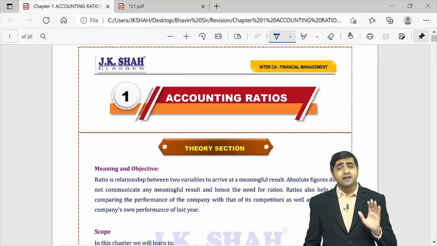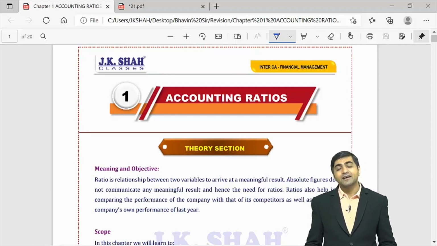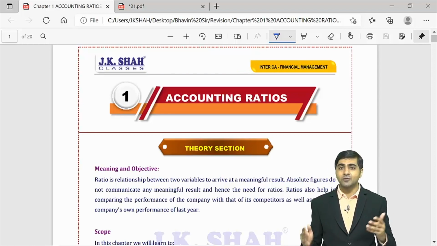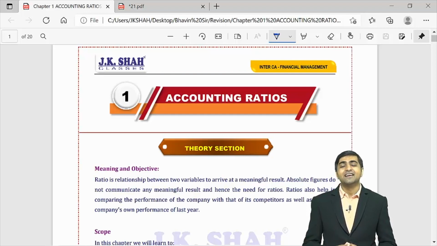So guys, ultimately the conclusion is what? That between question number 2 to question number 6, you have to attempt any 4 questions out of 5 of 10 marks each, and your question number 1 is your compulsory question of 20 marks. So together your FM is for 60 marks. So today we are going to start with your accounting ratios.